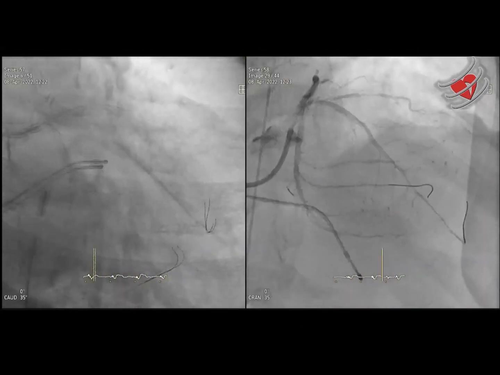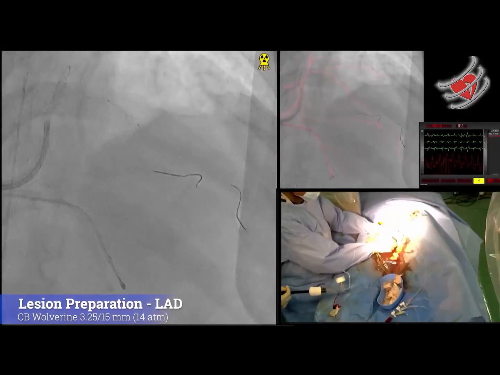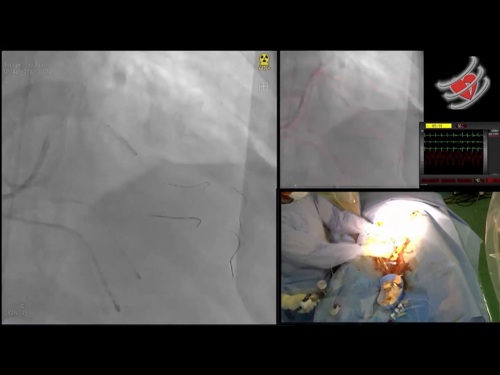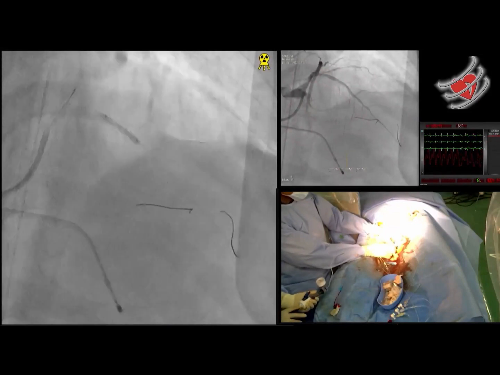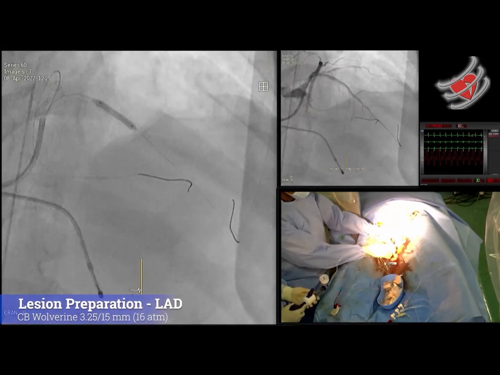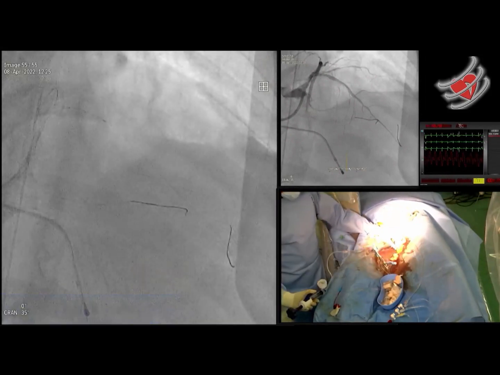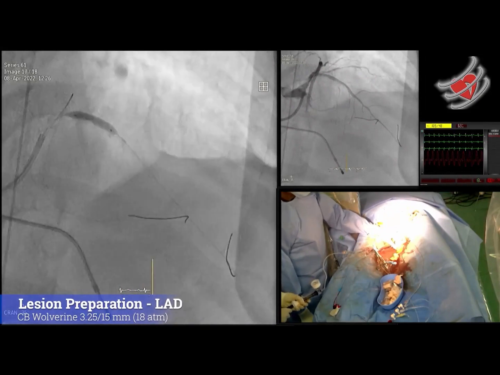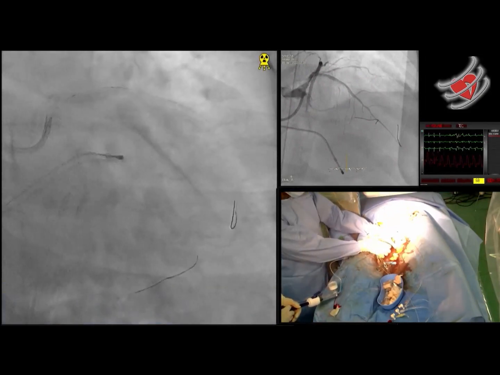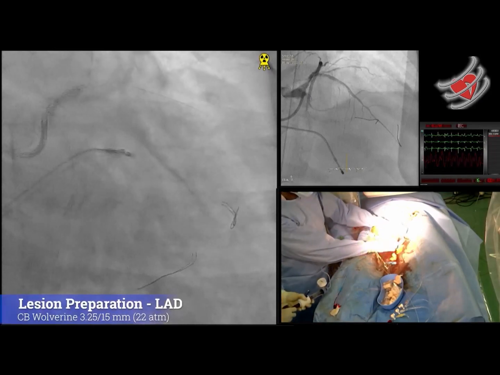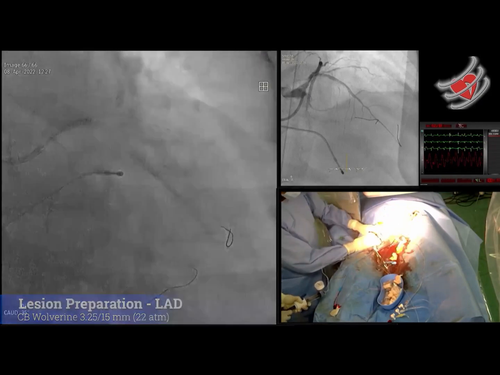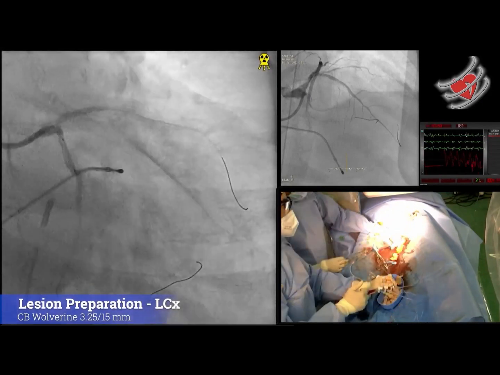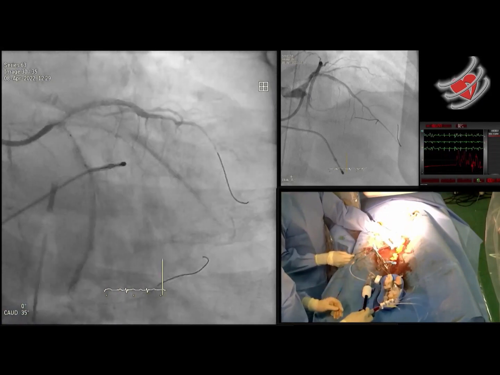So this is after the small balloon, but we can still see some underexpansion. We hope that with a bigger balloon, the calcium breaking and cracking will be much better. With a cutting balloon, we have good control. And then we do a 3.25 millimeter cutting balloon on the LAD up to 22 ATM here, because we know exactly that it's very tight and calcified in the ostial part. And then on the circ, we use the same 3.25 millimeter balloon.